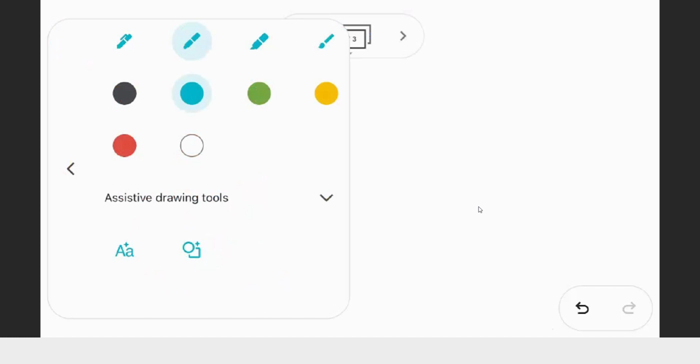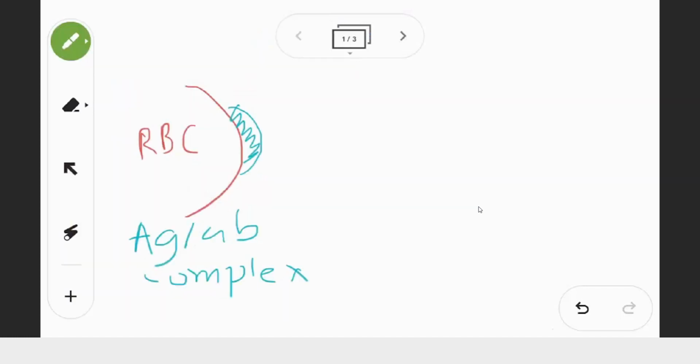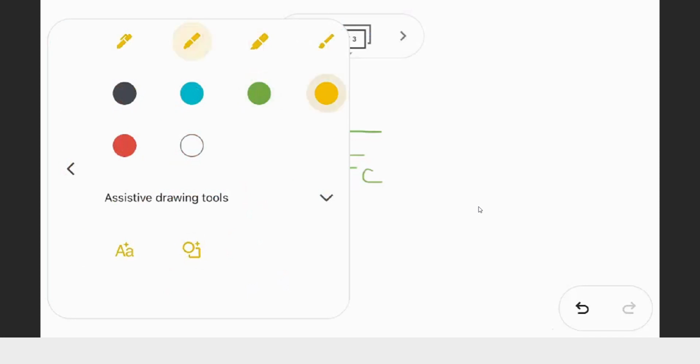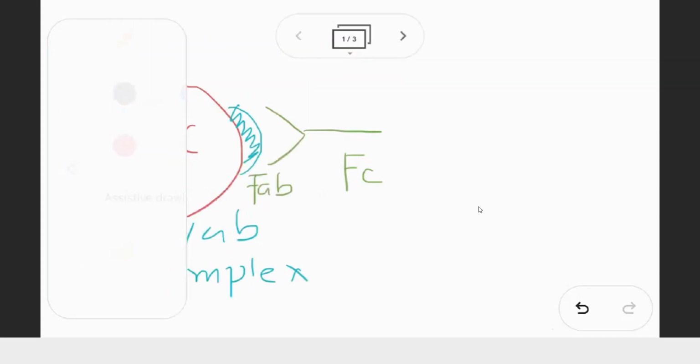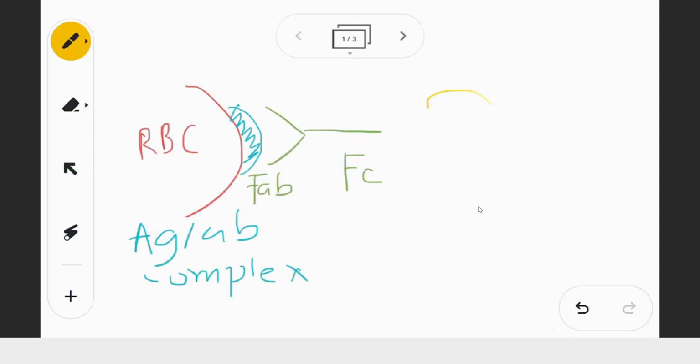Let me change color. So you have the antibody here. Remember this is the FAB region, right? So this is the FC region. And then you will have your NK cells. So you have your NK cells here that have what we call the FC gamma receptor 3, or CD16.